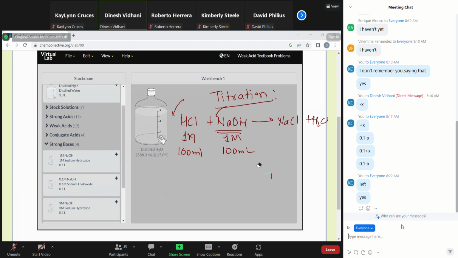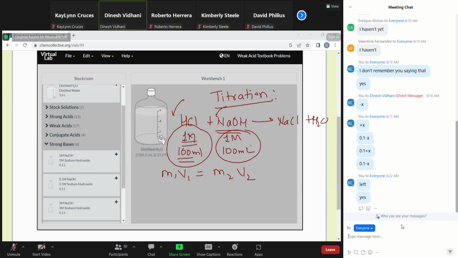This one essentially is your M1 V1 equals M2 V2. Why is that? Because if you multiply your molarity with the volume, what do you get? You get the number of moles. You multiply the molarity with the volume of the solution, you get the number of moles. And the number of moles should be exactly the same on both sides, right?